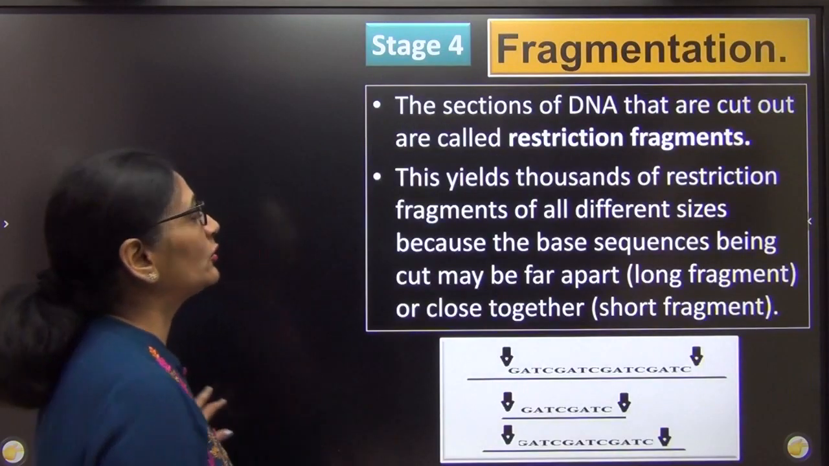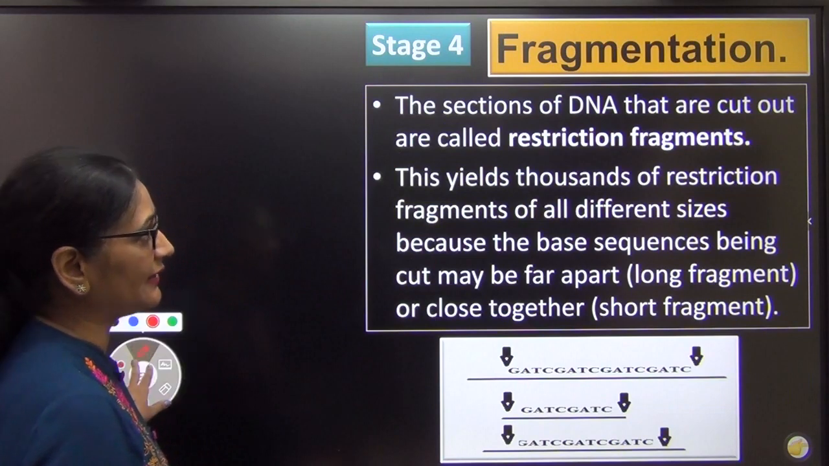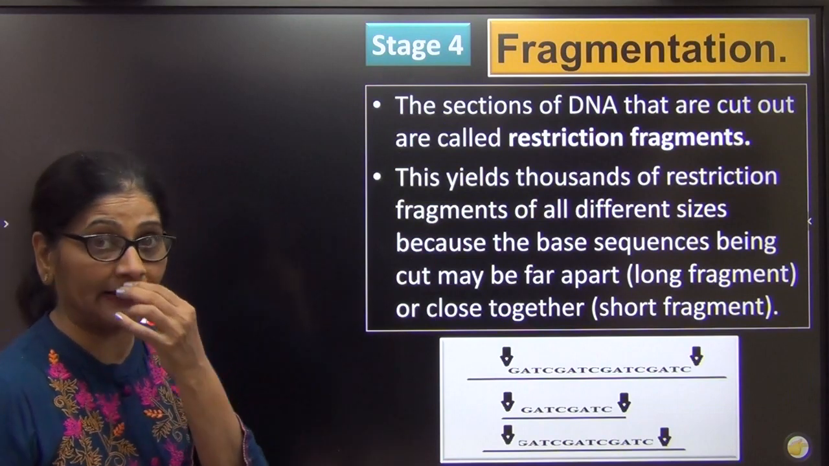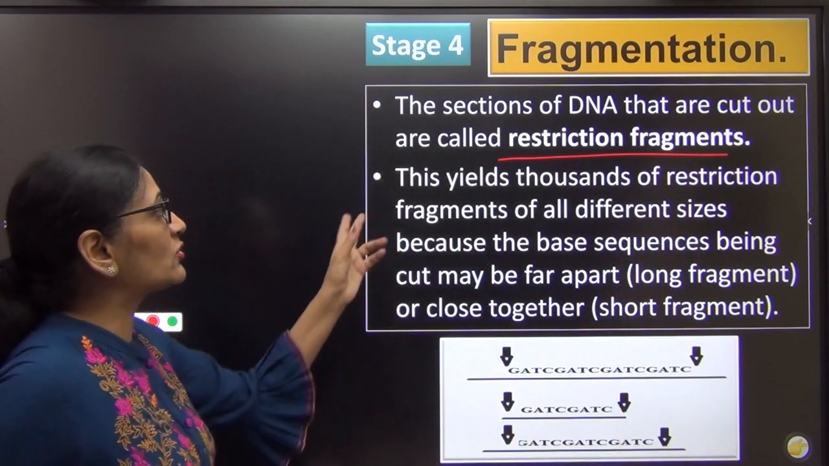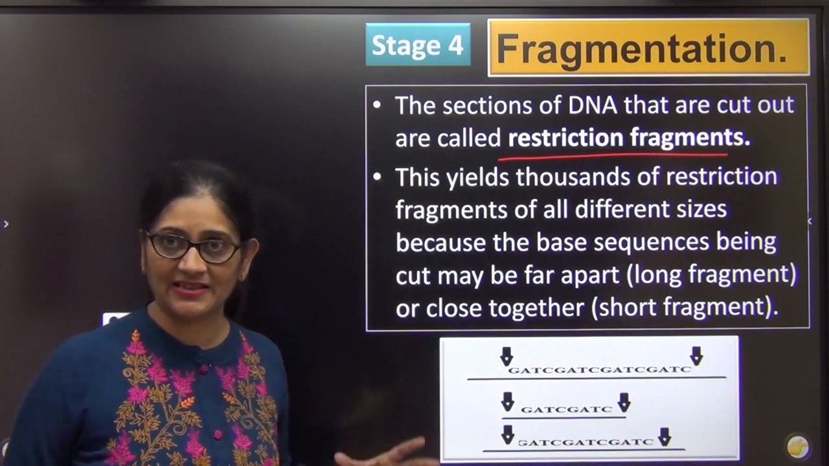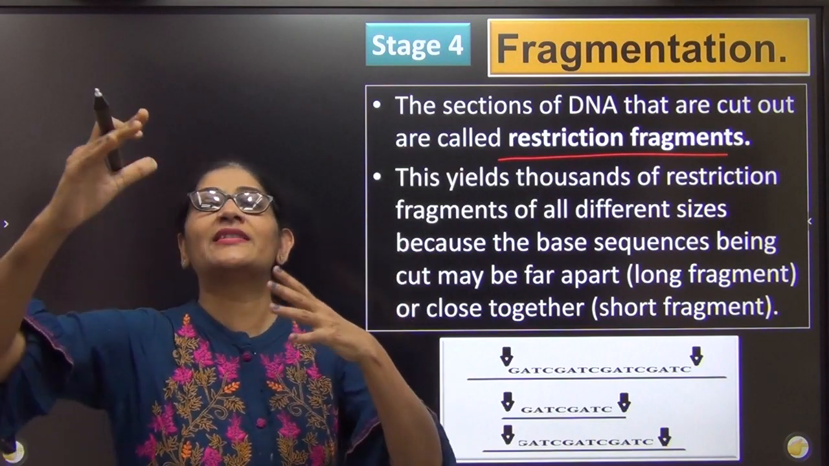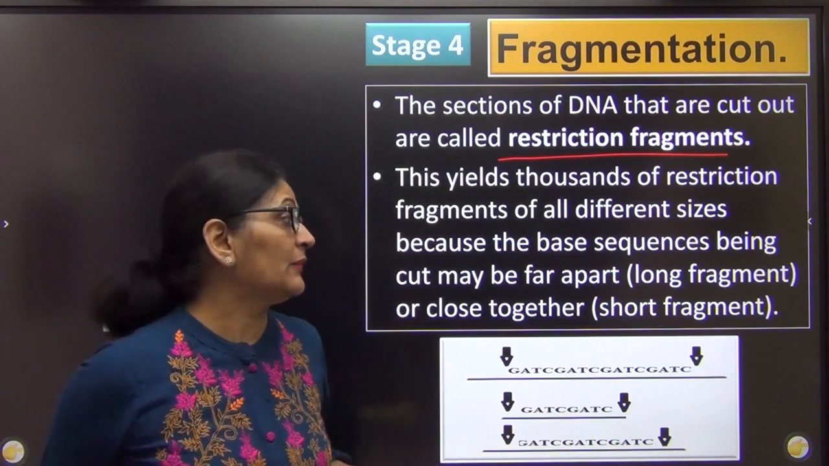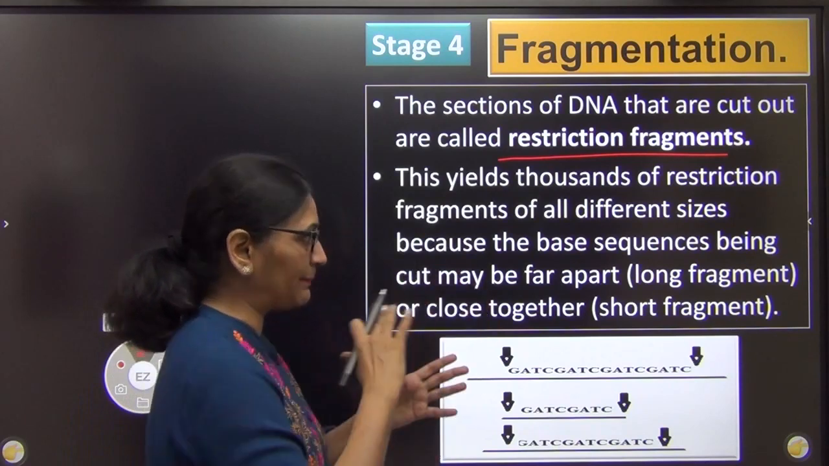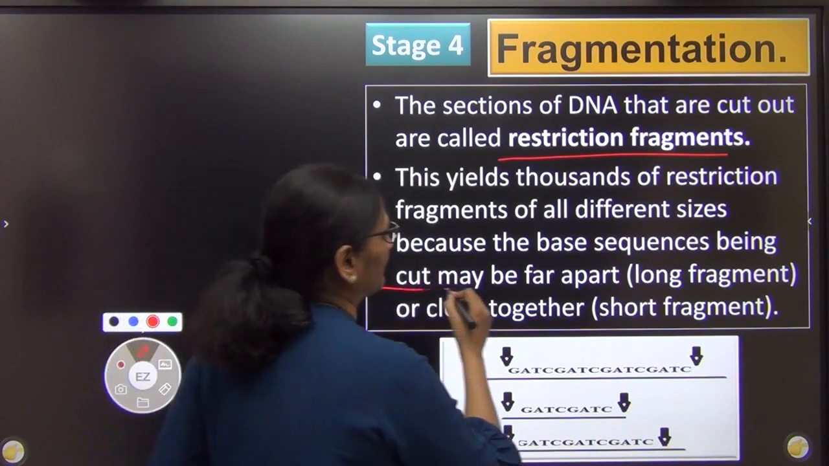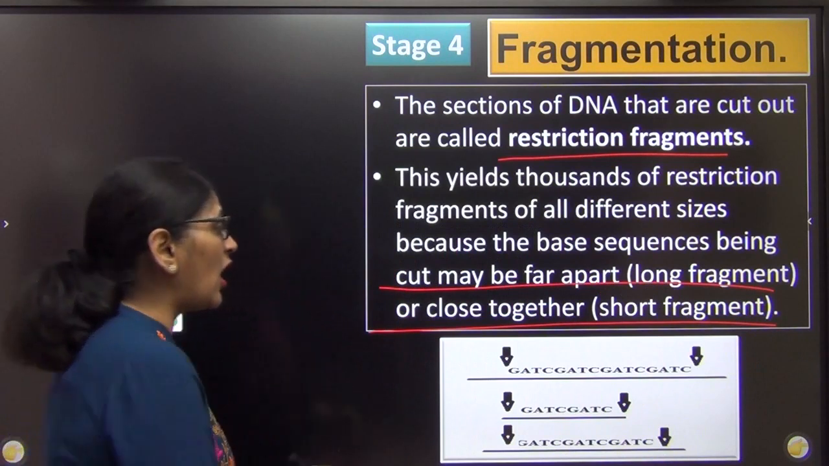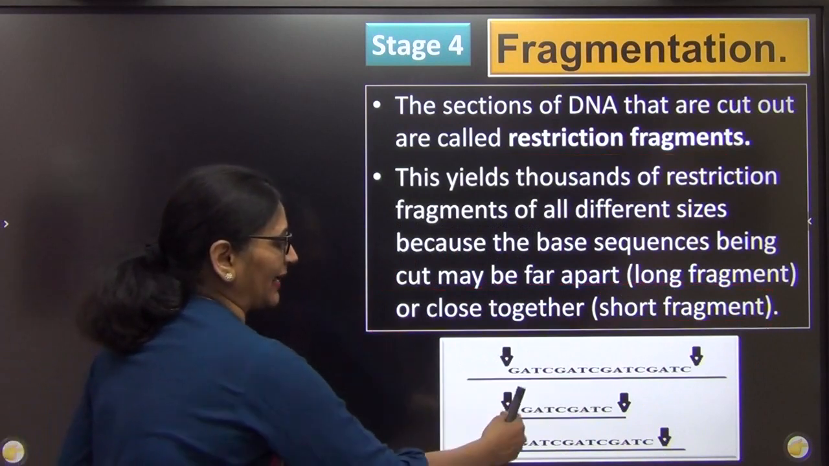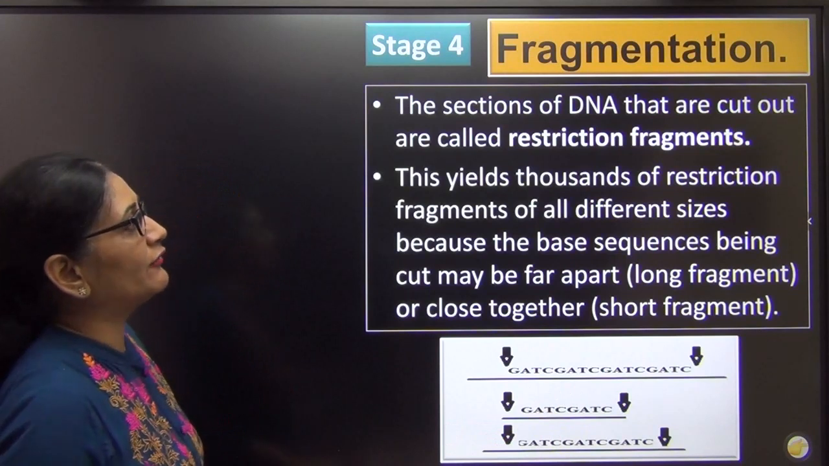ठीक? Now what will you do is the section of DNA that is cut, जो छोटे-छोटे टुकड़े कट जाते हैं, these are called as restriction fragments. Now this will yield thousands of restriction fragments of different sizes. ठीक है? तो आपके हजारों ऐसे टुकड़े बन जाएंगे, कोई छोटा, कोई बड़ा. Now you need to actually separate those fragments. You need to separate the longer fragments from the shorter fragments. Now how will you do that? आप देख रहे हैं कुछ fragment बड़ा है, कुछ छोटा है. Now how will you do that?